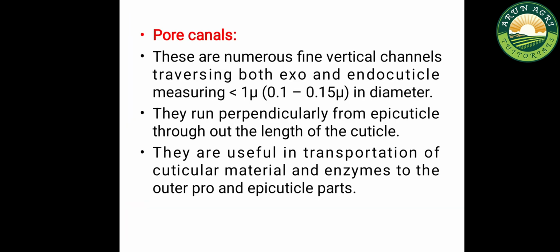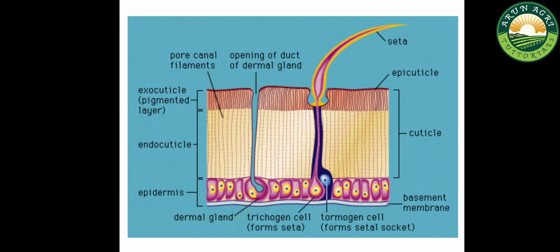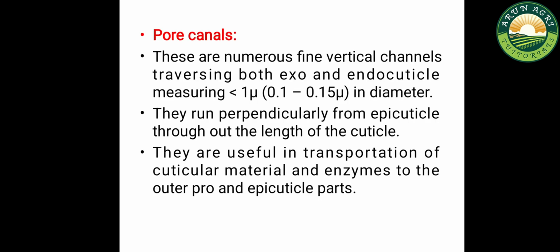Okay. Next, pore canals. There are numerous fine vertical channels, transversing both exo and endocuticles, measuring less than 1 micron, that is 0.1 to 0.15 micron in diameter. You can see in this picture, the linings which we are seeing here are nothing but the pore canals. They run perpendicularly from the epicuticle throughout the length of the cuticle. They are useful in transportation of cuticle material and enzymes to the outer pore and epicuticular parts.